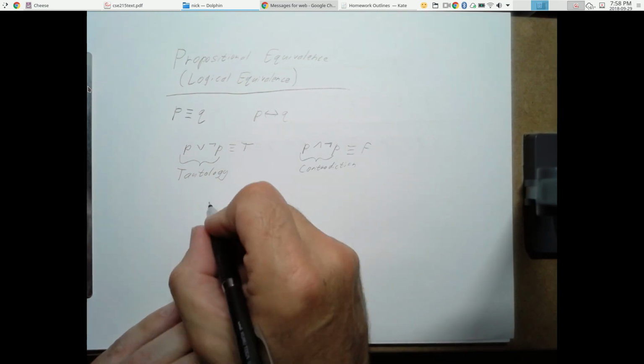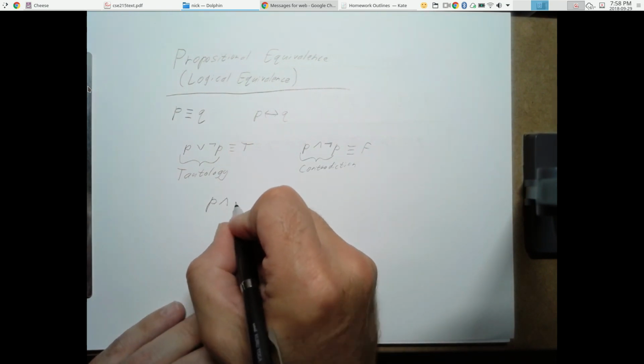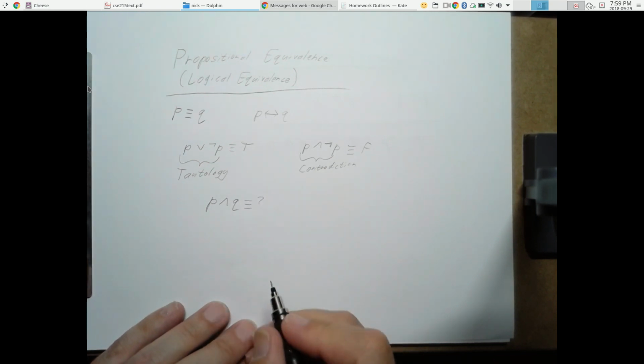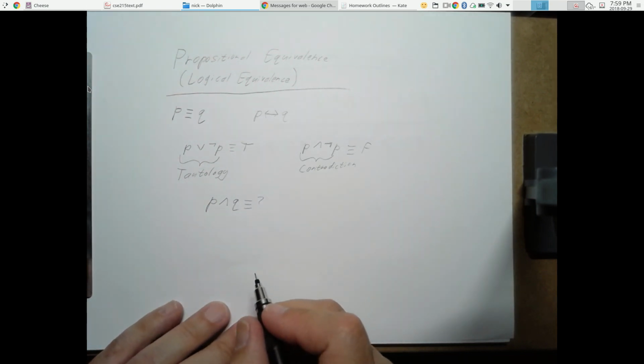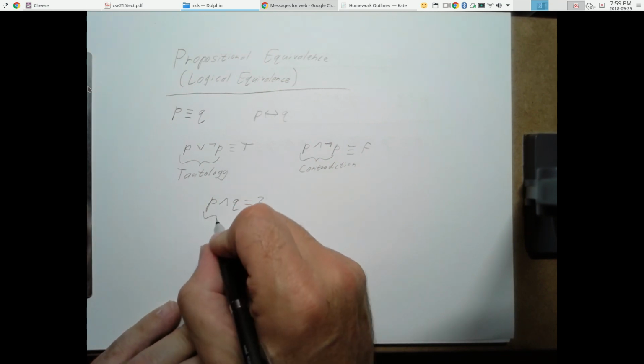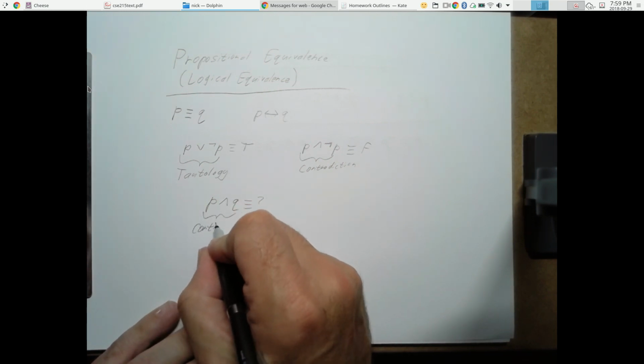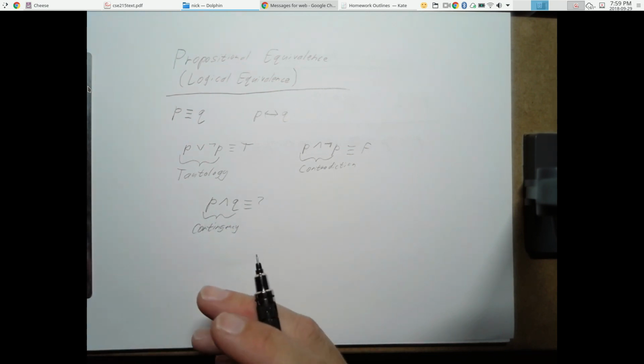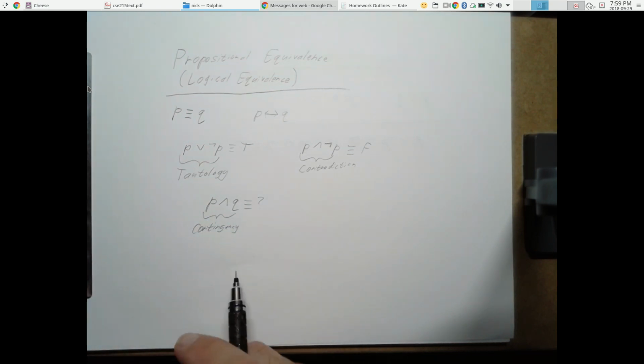But a proposition like P and Q is probably not in general equivalent to true or false. This is called a contingency. The value of this proposition depends on the values of P and Q. So it's neither a tautology nor a contradiction.